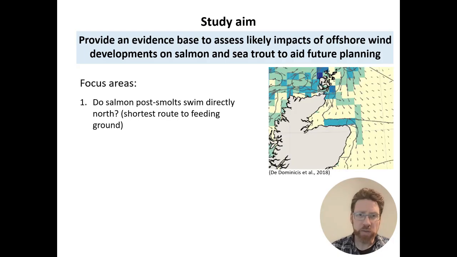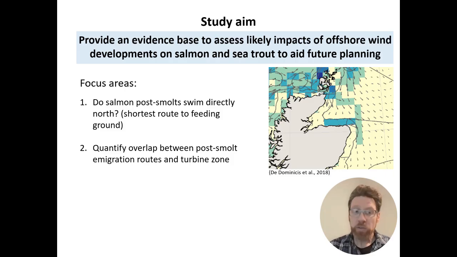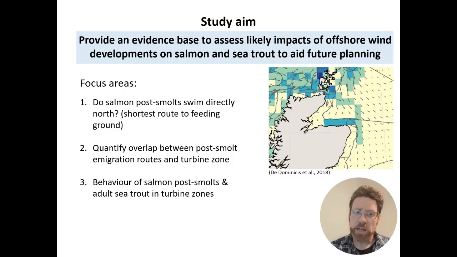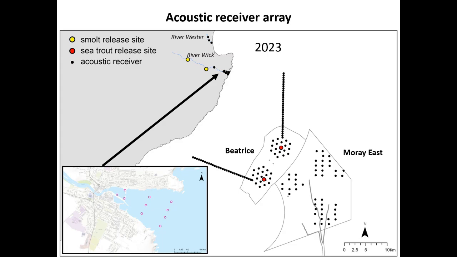We had three key focus areas. We wanted to understand, do juvenile salmon post-smolts swim directly north, which would be the shortest route to their presumed feeding grounds? If not, if they head east or south, we wanted to understand the amount of overlap between those trajectories and the wind turbine zones. And thirdly, we wanted to understand detailed behaviour of post-smolts within turbine zone areas and also detailed behaviour of sea trout.